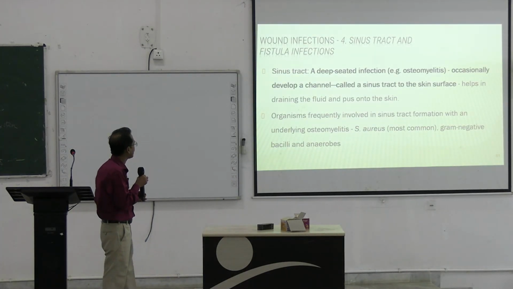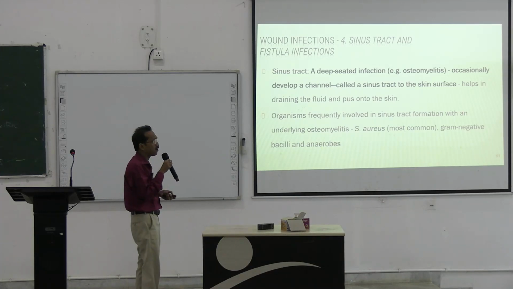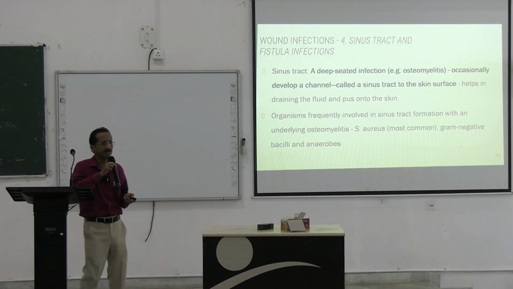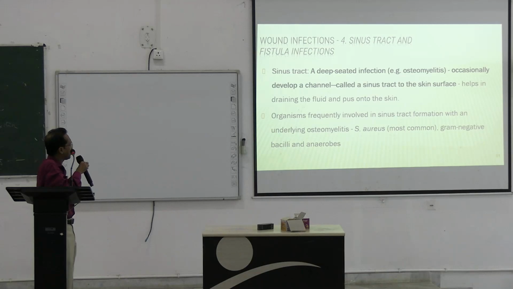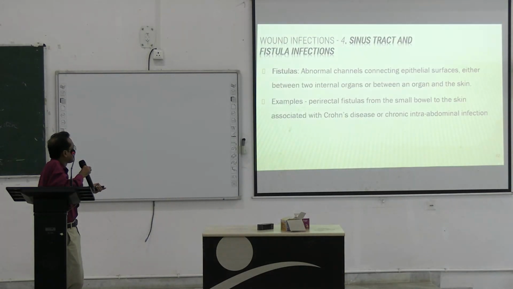Sinus tract infection. Sometimes there is sinus tract like chronic osteomyelitis. There may be sinus tract. Occasionally it develops a channel called sinus. Organisms frequently involved are Staphylococcus aureus and gram-negative bacilli. Fistula.